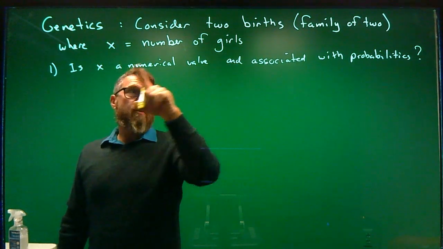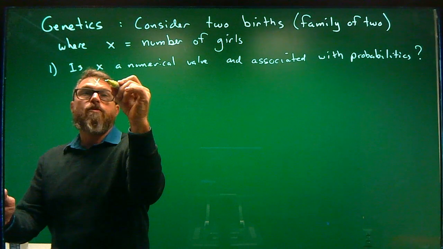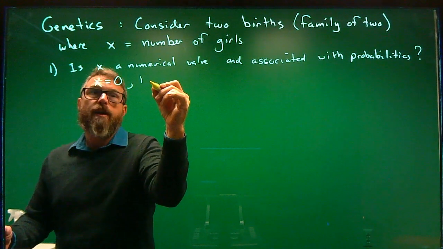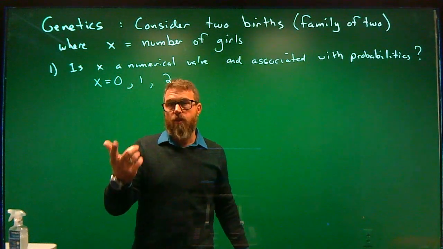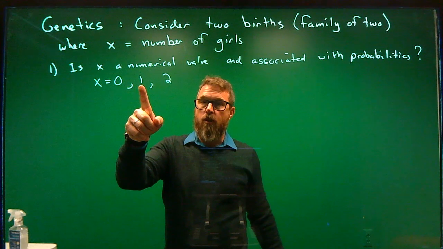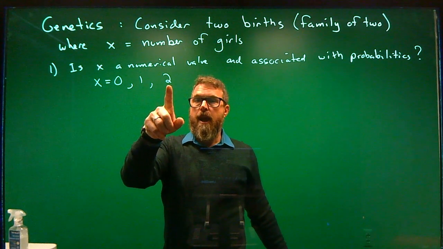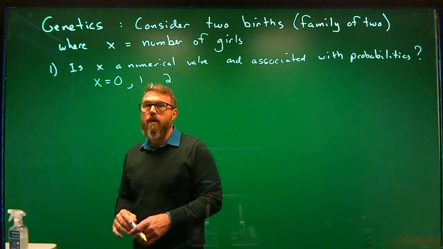Well, what we know is we're talking about the number of girls in two births, so you could have 0 girls, 1 girl, or 2 girls. If I have 2 children, this is what could happen. I could have no girls, which means I'd have all boys. I could have 1 girl, which means a girl and a boy, or a boy and a girl, depending on order. And I could have 2 girls. So these are the possibilities for the number of girls.